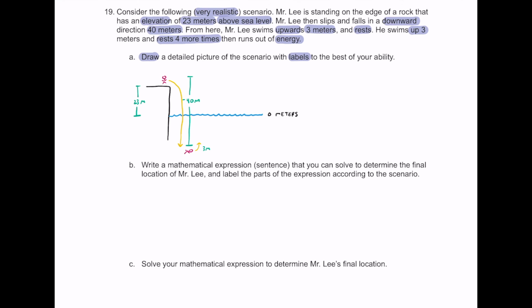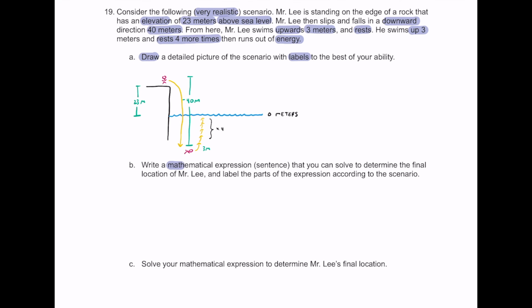And then after that, it says that he's going to do this 3 meters 4 more times before he runs out of energy, right? So that's 1, and then you're just going to go 1, 2, 3, 4. That's kind of the idea here. So repeating 4 more times after that. Okay, so this is kind of my detailed picture. You might have something different, but this is visually, hopefully, what we're trying to be imagining.